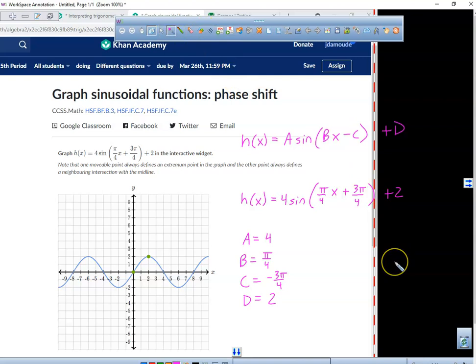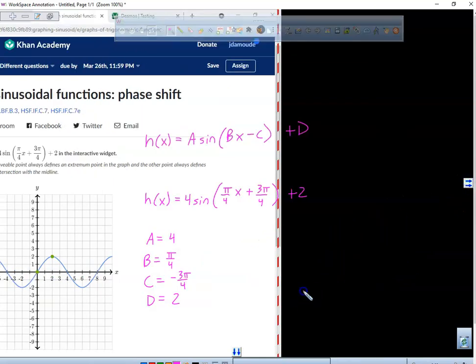So right now, one thing I want you to imagine when you're doing this is where your midline is going to be. If I said, what's our midline? What would we say? Yeah, our midline is going to be at y equals 2. That's our midline. What's our amplitude? Yep, amplitude is 4.